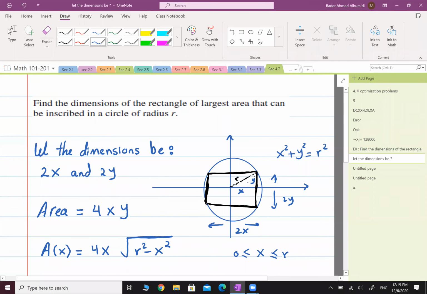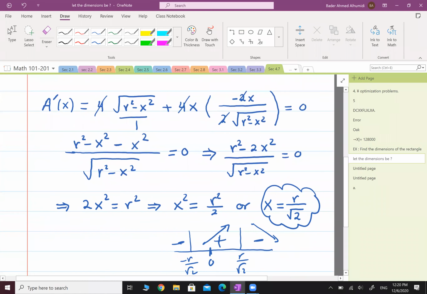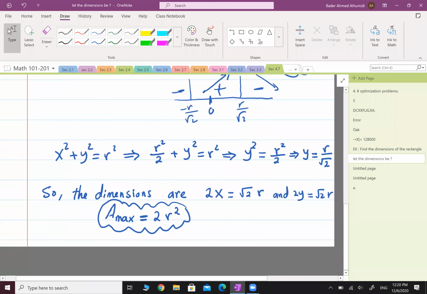So by the Pythagorean law, x squared plus y squared equals r squared, or from the equation of the circle of radius r, x squared plus y squared equals r squared. We formulate the area in terms of x and y. We replace y by the radical of r squared minus x squared. Then in the next step, we find the derivative and the critical points. We test whether it will give me a maximum or not. And then from that, we find the dimensions 2x and 2y. Any question, please?